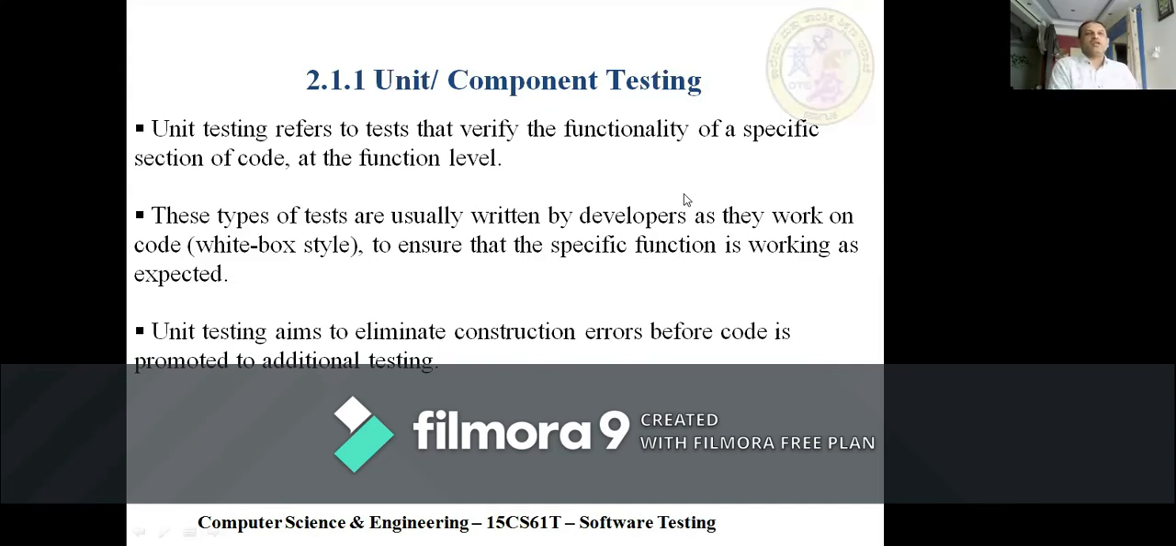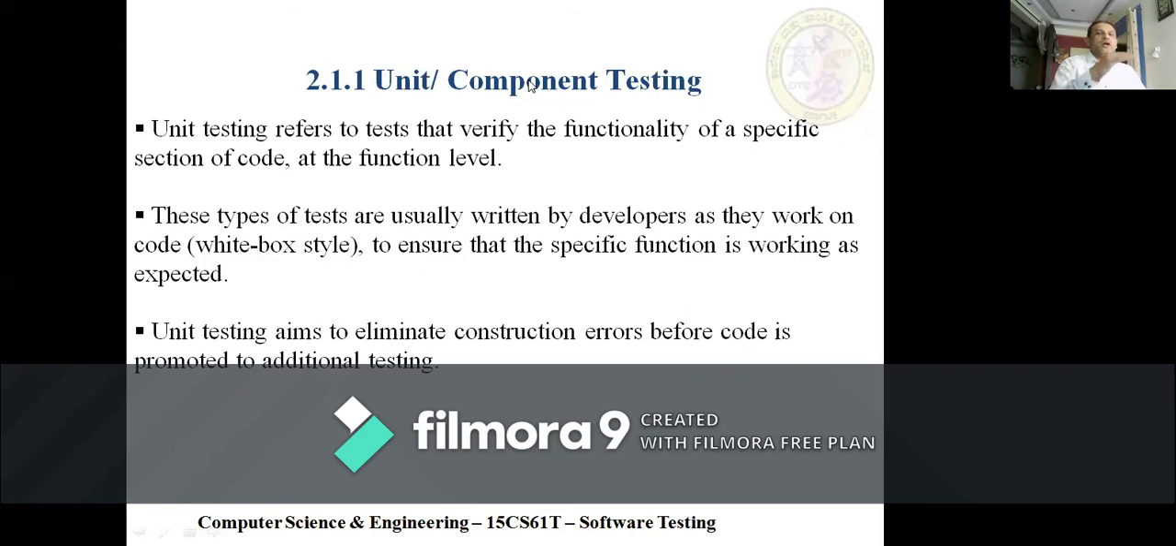So this is also called white box testing. Static testing is also called black box testing, whereas dynamic testing we call white box testing. These types of tests are usually written by developers as they work on code, to ensure that the specific function is working as expected. Unit testing aims to eliminate construction errors before code is promoted to additional testing. So we want to eliminate the errors at the basic level there.